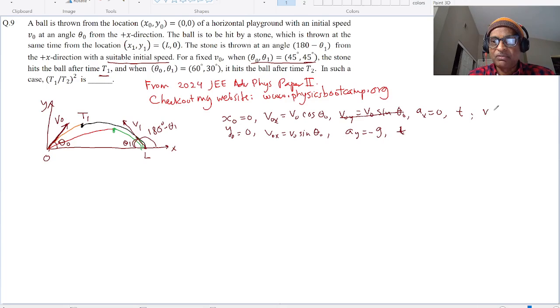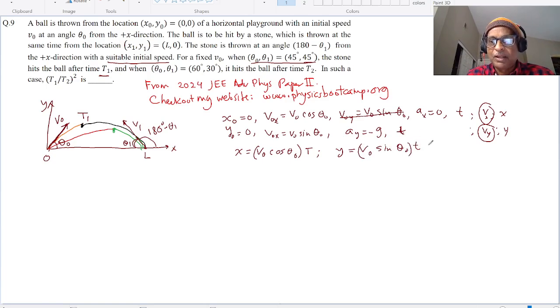So at this time, what's the velocity x? Velocity y? What's y? We really don't need this information, looks like. So we just write down for x. x equals v0 cosine theta 0 t. That's all, because ax is 0. And y equals v0 sine theta 0 t minus half g t squared. So this is equation 1, equation 2.